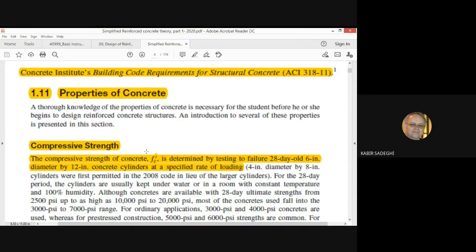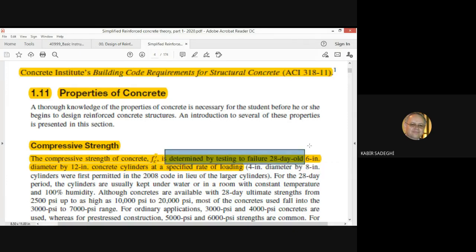Because of that, when we define the strength of concrete, we should put a date for that. We define f prime c, the symbol for the compressive strength of concrete, which I call the characteristic strength or specified strength of concrete. It is determined by testing to failure samples that are 28 days old. Therefore, 28 days after casting or pouring the concrete, we test it, and it is the reference for our calculations.